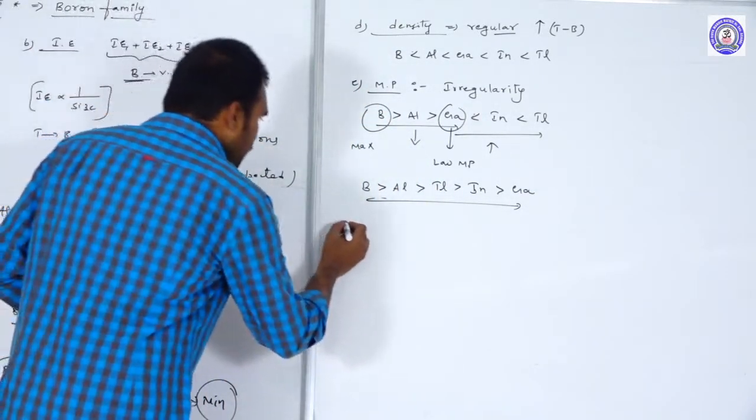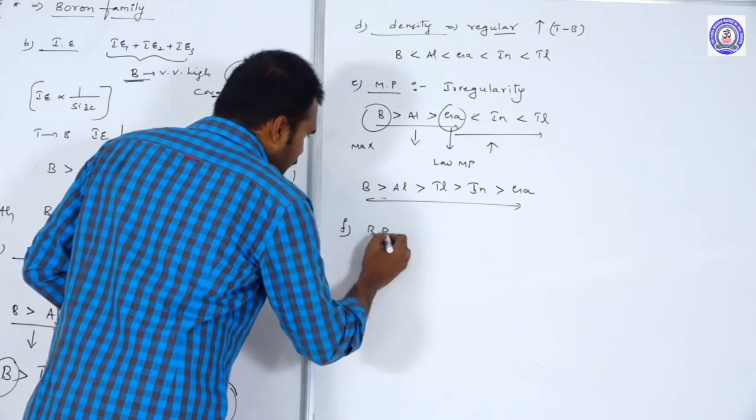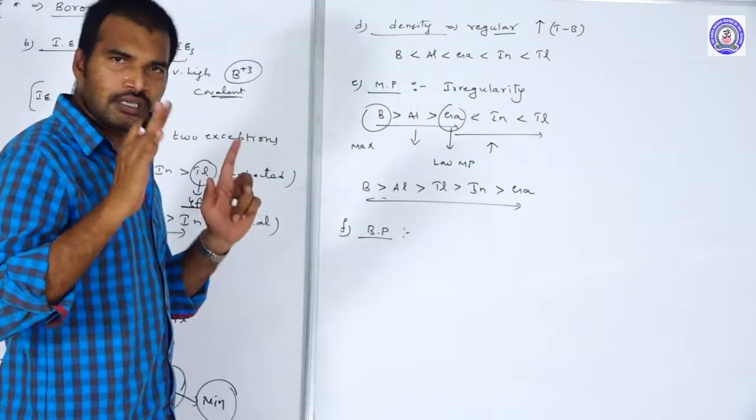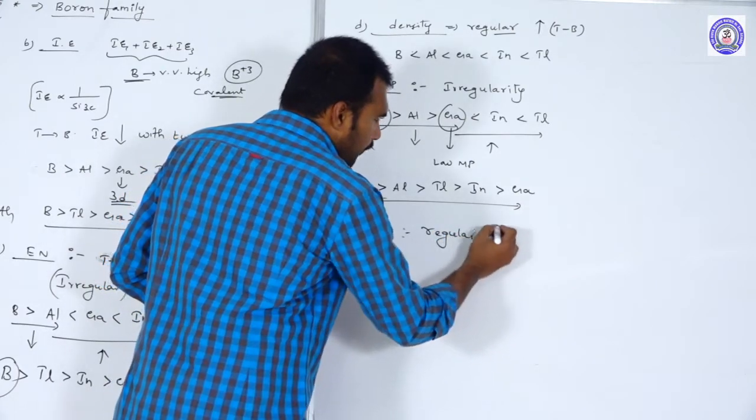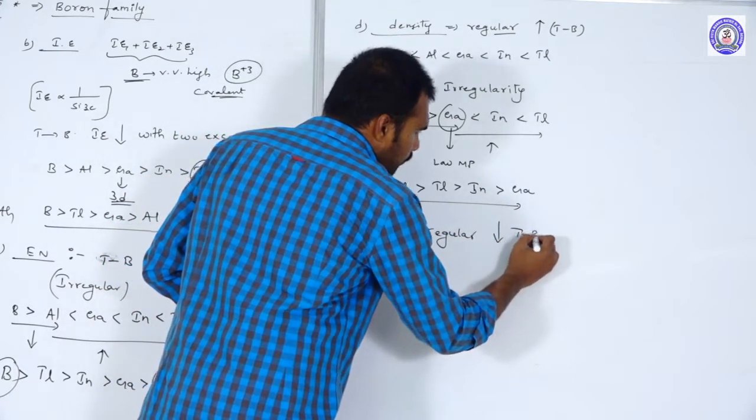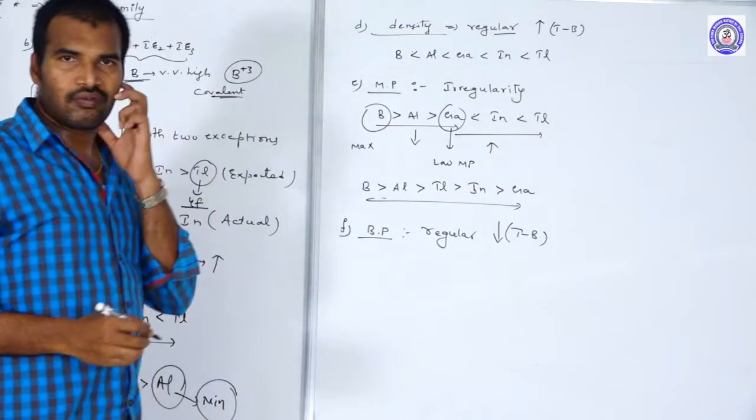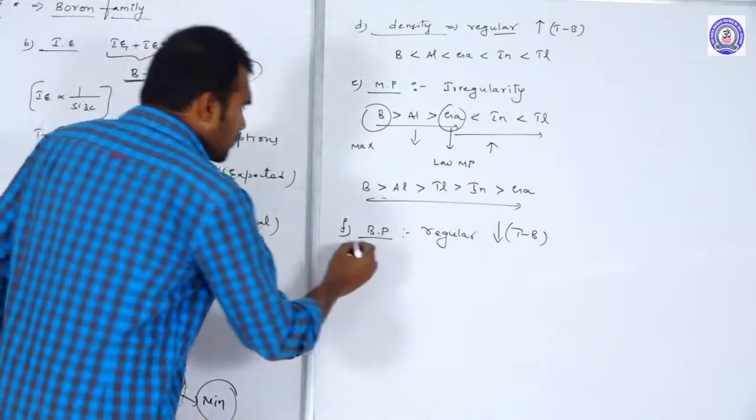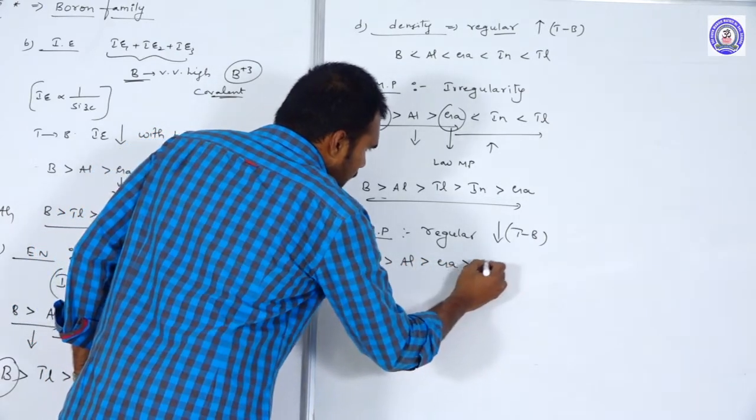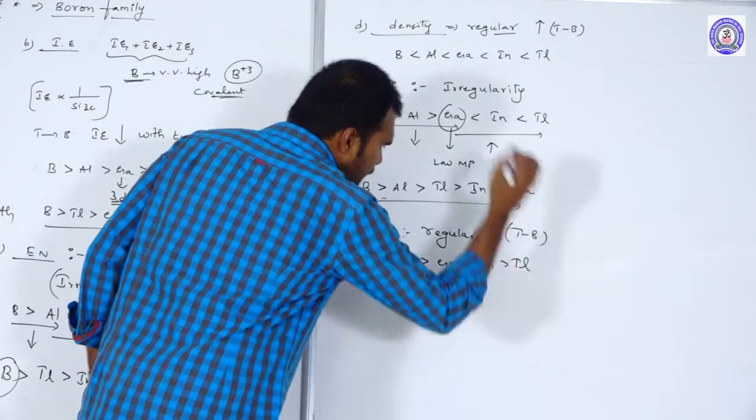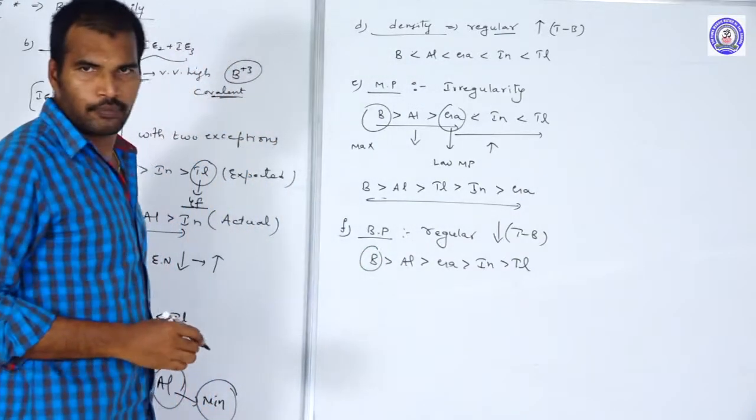Okay, next coming to the boiling point order. It follows the regular order only, there is no problem. In the case of boiling point, it decreases from top to bottom. So boron is the element having the highest boiling point because of its very hard nature.